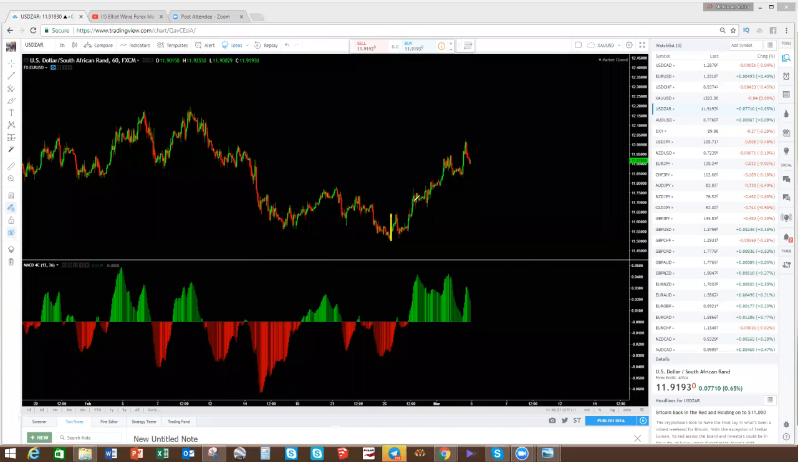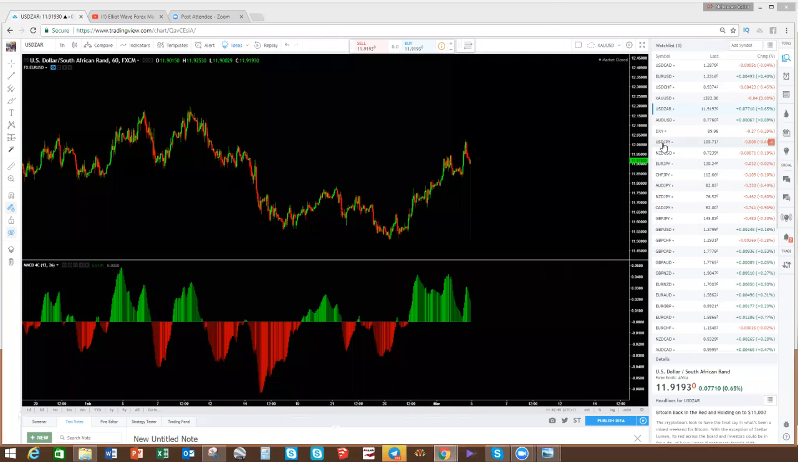1, 2, 3, 4, 5. You need to get a 1, 2, 3 pullback. So basically, you just need to get a correction for another move up, at least to this level, right? And then we'll take it from there. All right, so that's US dollar ZAR.